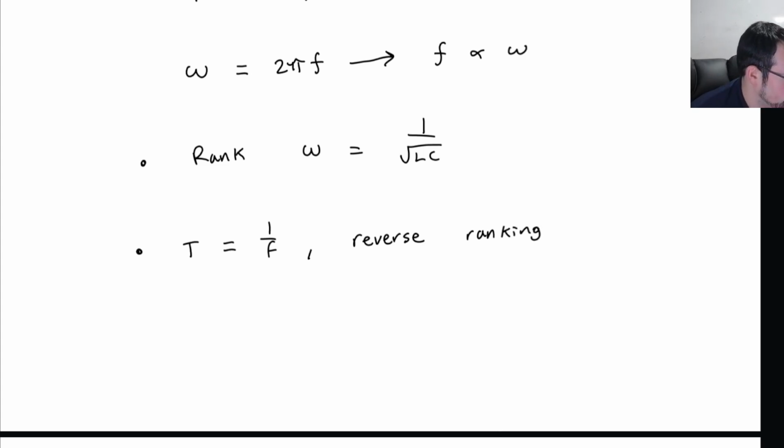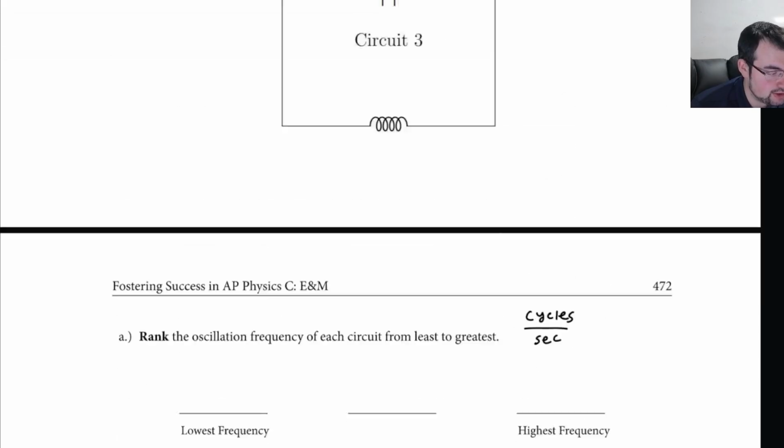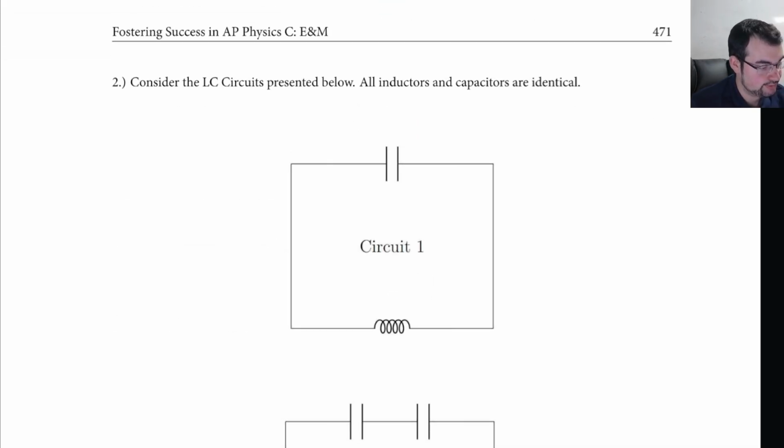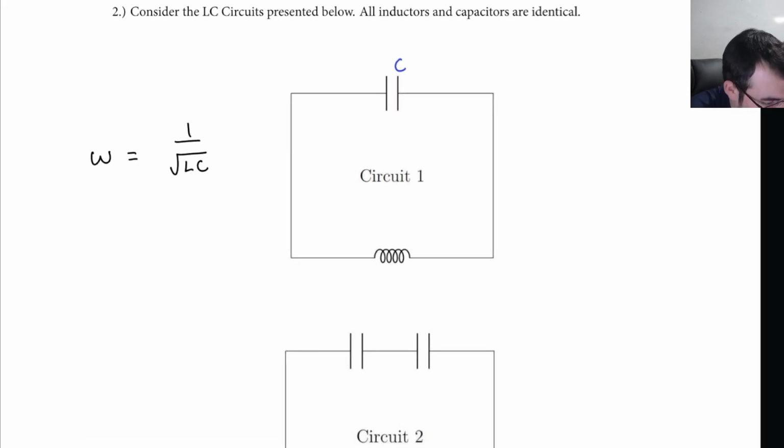So that means let's work out our omega values for each of these. All right, circuit 1. Well, you're just a capacitance C. So our omega here would be 1 over square root LC. So maybe let's just call this, we can call this 1.